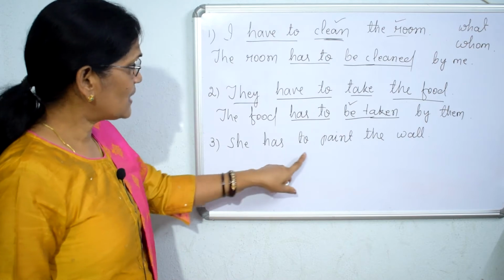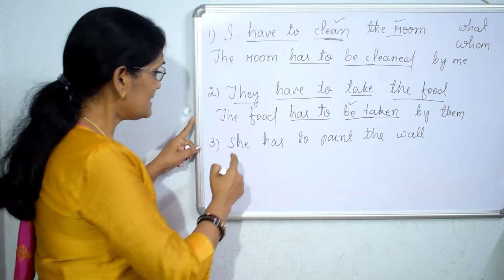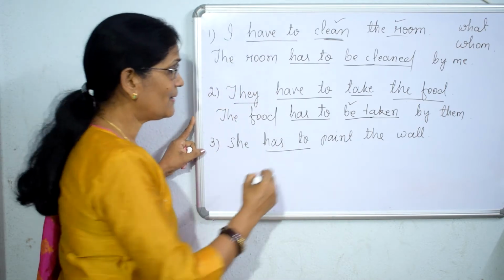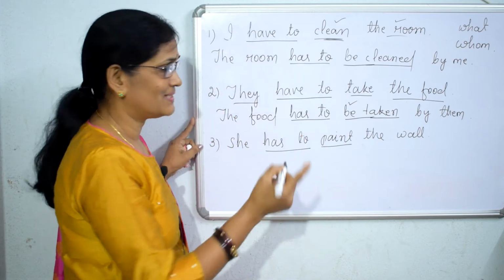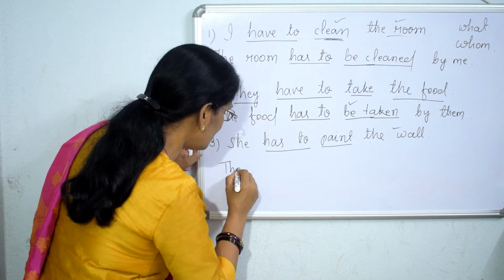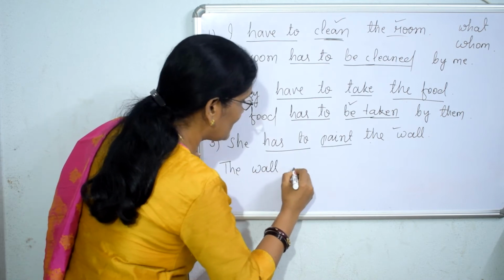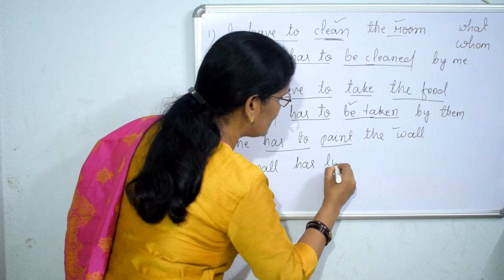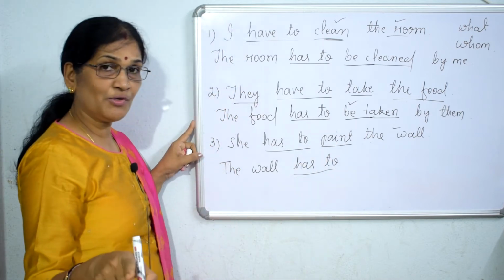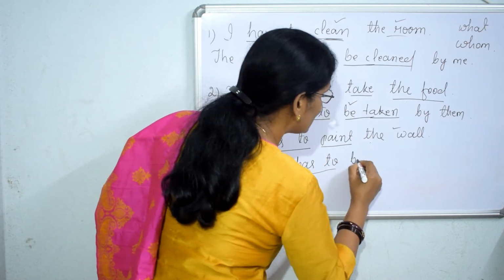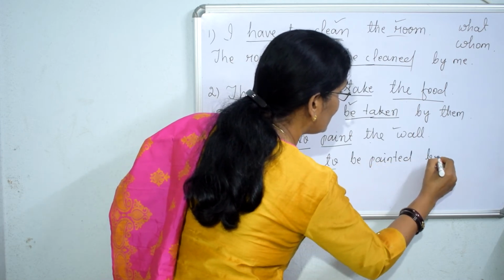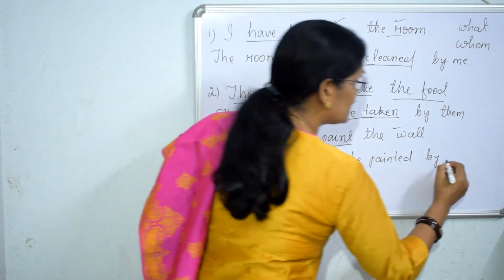She has to paint the wall. Here it is has to, and paint is the verb. Paint what? The wall. So the wall is the object, and in the passive structure it will be the subject. The wall has to be painted. Past participle, and the be verb added. Be painted by her.